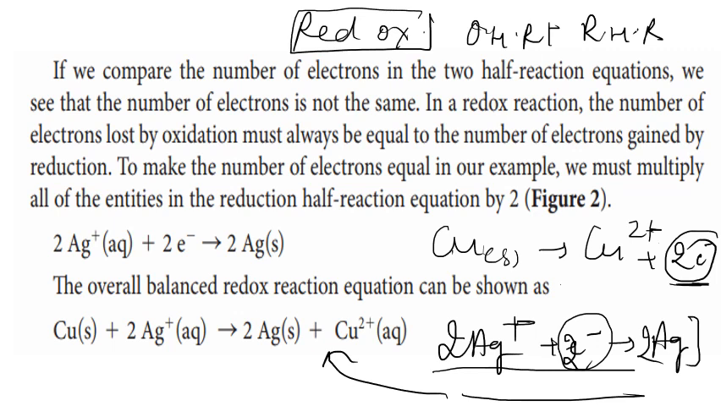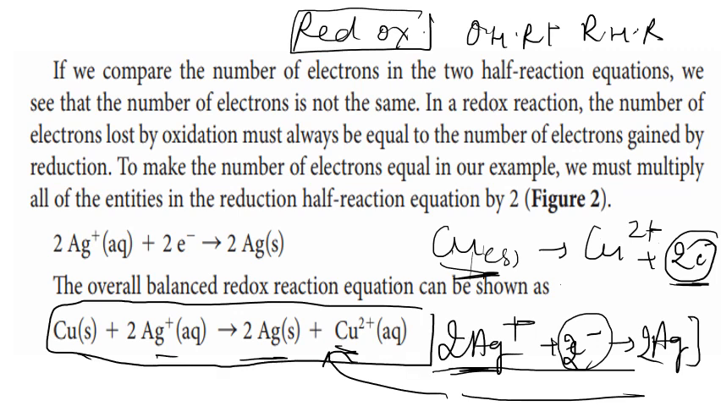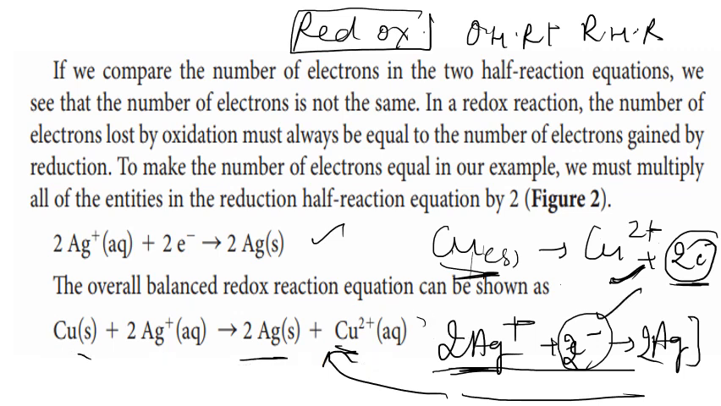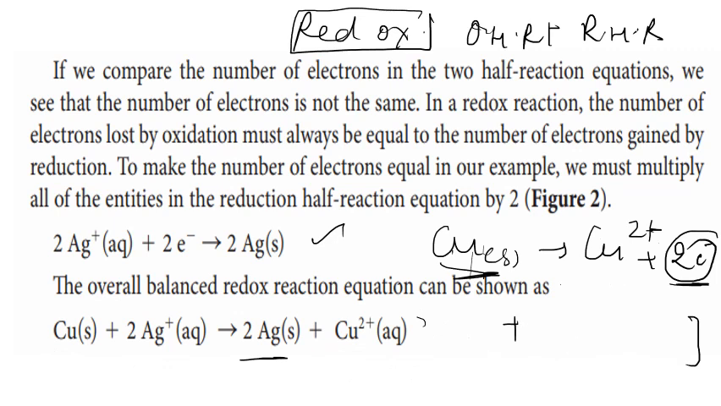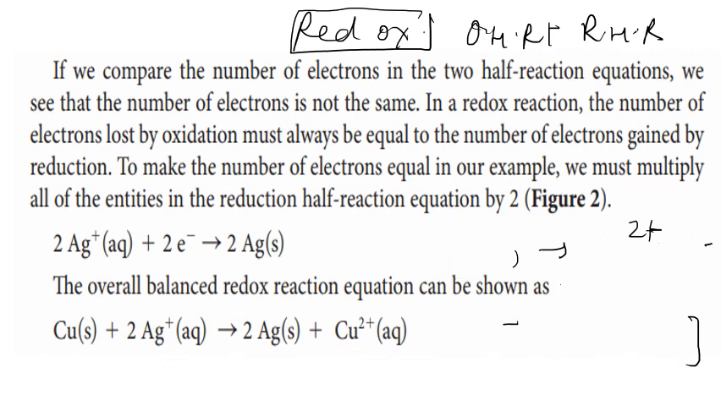Okay, so this is one of the rules. So when you add them, you will have copper plus 2 Ag plus ions over here, and then on the right hand side of the arrow, you have copper 2 plus and then 2 Ag solid, right? So this is your redox reaction which you got by adding the two half reactions. So this is oxidation half reaction, and this is reduction half reaction. Okay, so very simple, very easy. So let's move ahead.